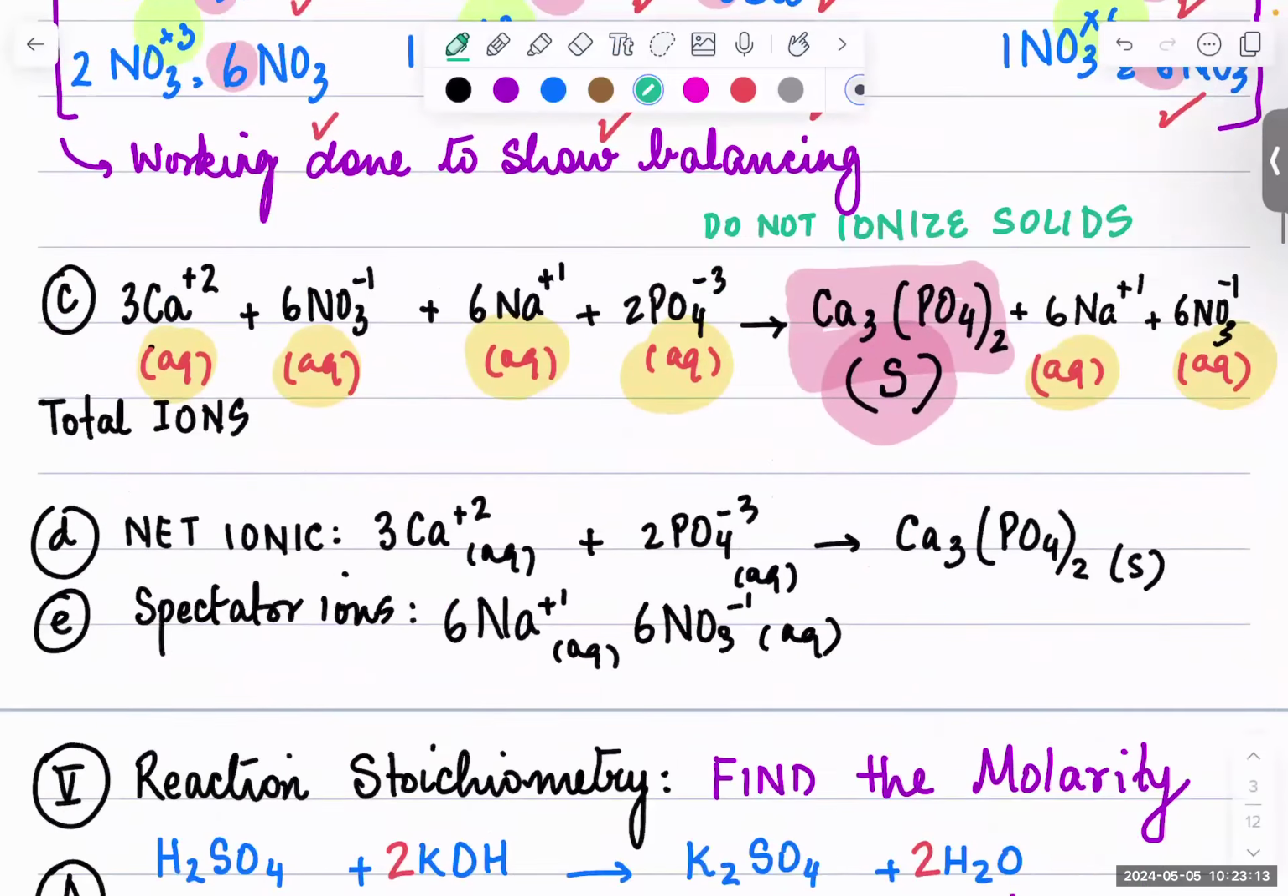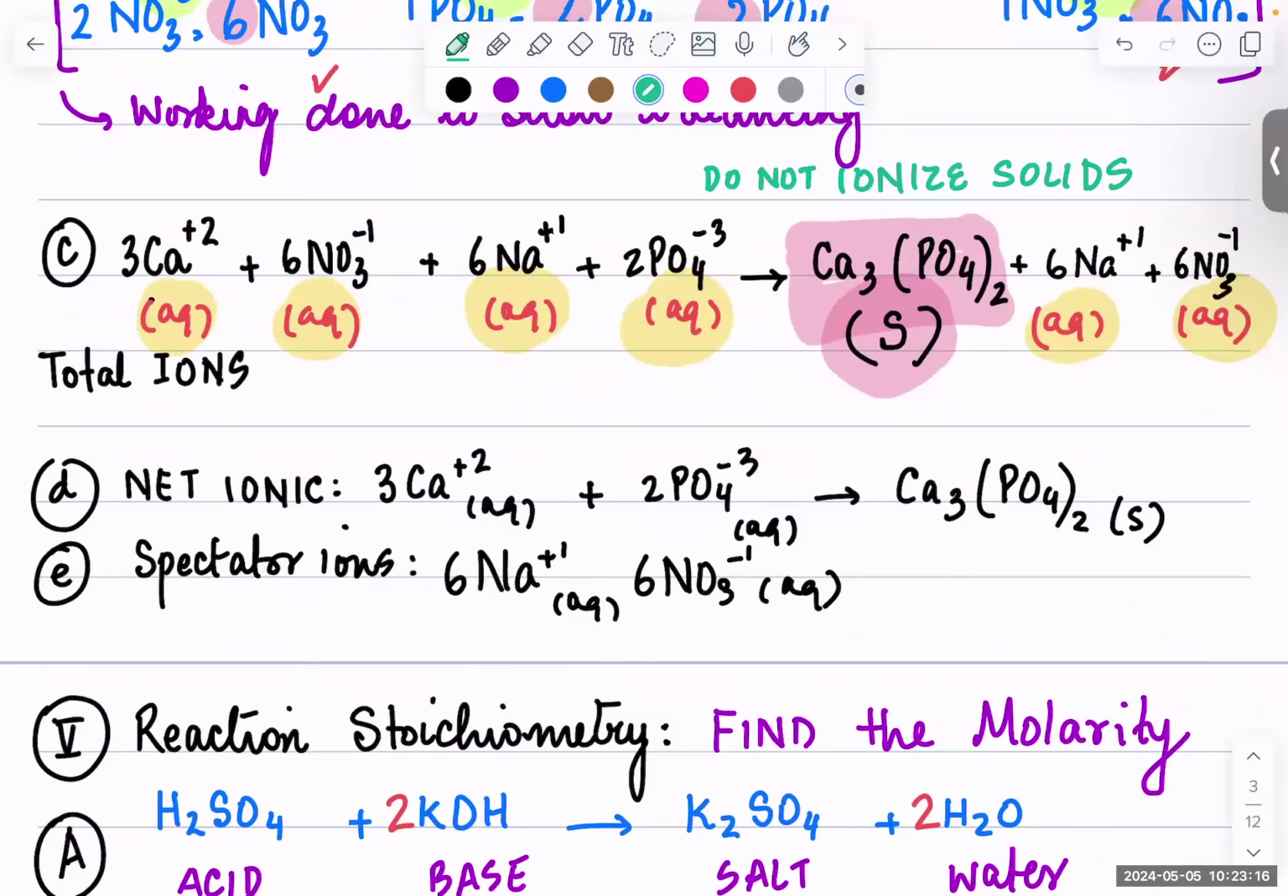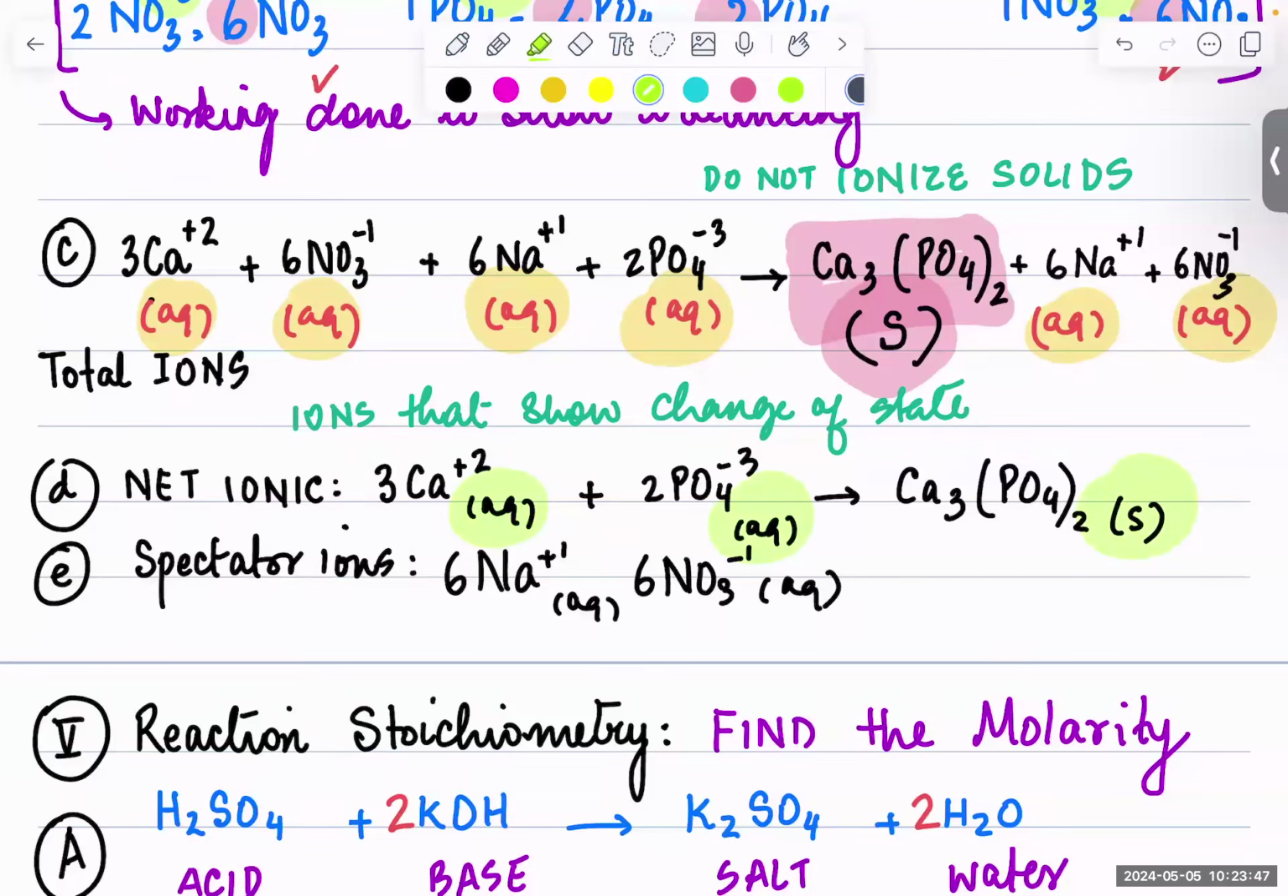Okay. Now, the net ionic. In a net ionic equation, we write down only the ions that show change of state. So which ions show the change of state? We see calcium aqueous and phosphate aqueous going to a solid state. So here we have calcium aqueous, phosphate aqueous, and here you have the solid. Okay, so only these.